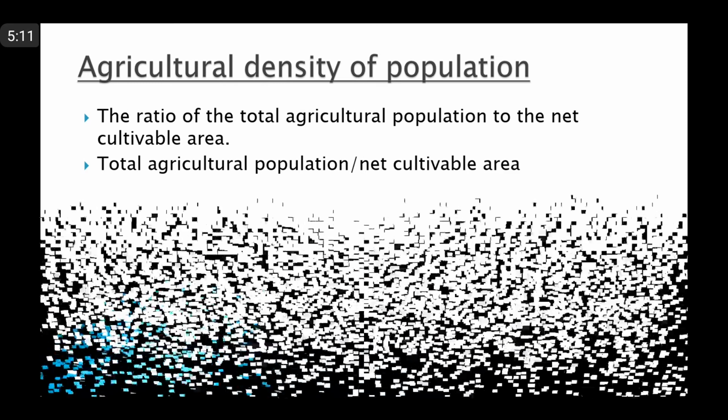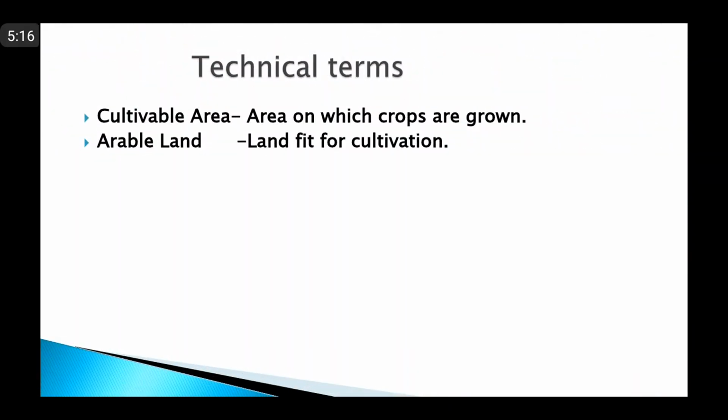So, I have just explained what the different ways of expressing the density of population are. I hope you have understood. And a few technical terms which I have written here are cultivable area, which as you already know is the area on which crops are grown, and arable land, a word we have used many times, meaning land fit for cultivation.